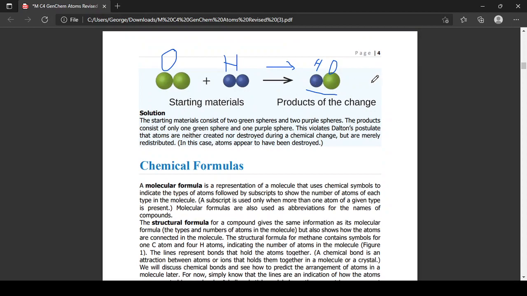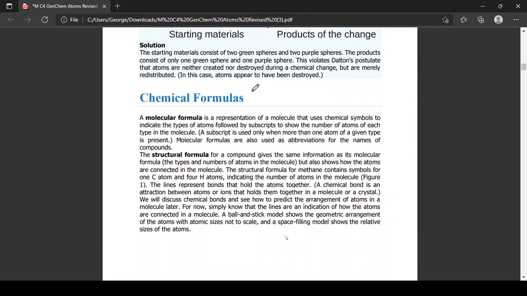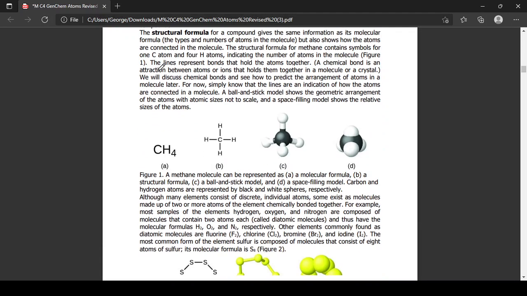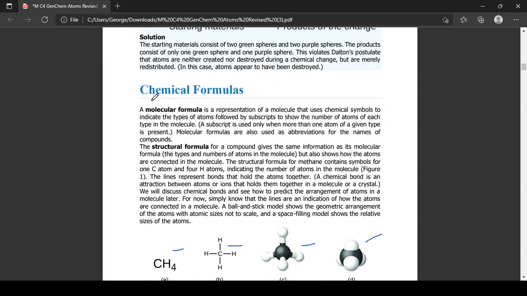So kids, because our hydrogen and oxygen were destroyed, the change is wrong. It violates your atomic theory. Next, you have your chemical formulas, kids. We have 4 types of formulas. Check our 4 types of formulas. And what are these? Let's explain them one by one.